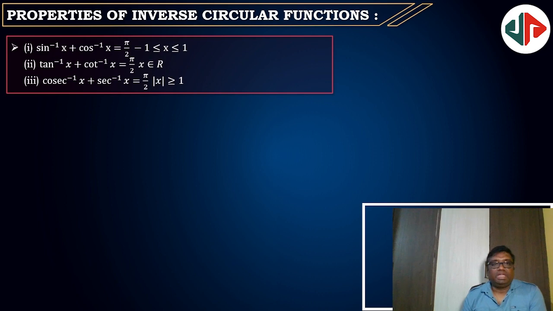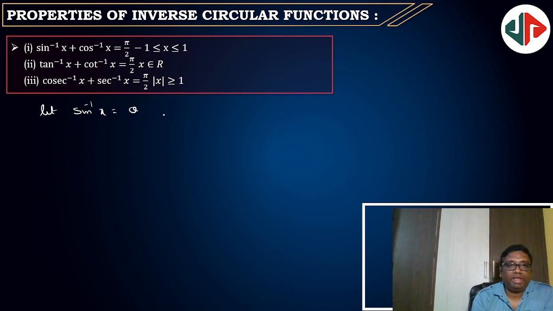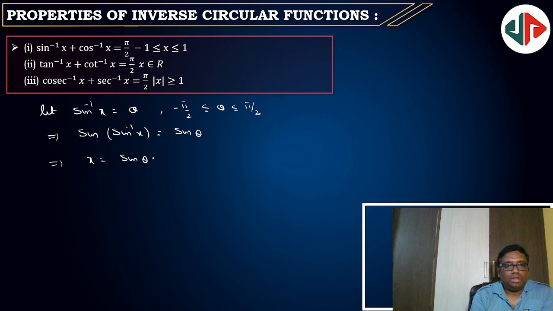Next one is sin inverse of x plus cos inverse of x value is always equal to pi by 2 when x value must lie between minus 1 to plus 1. Very, very important condition this is. So let sin inverse of x be equal to theta. Here the condition is x lies between minus 1 to plus 1, and theta must also lie between minus pi by 2 to plus pi by 2. Now I am applying sine on both sides. Sine of sin inverse of x is equal to sin theta. Now it is nothing but x is equal to sin theta. Now I am rewriting this as cos of 90 minus theta.